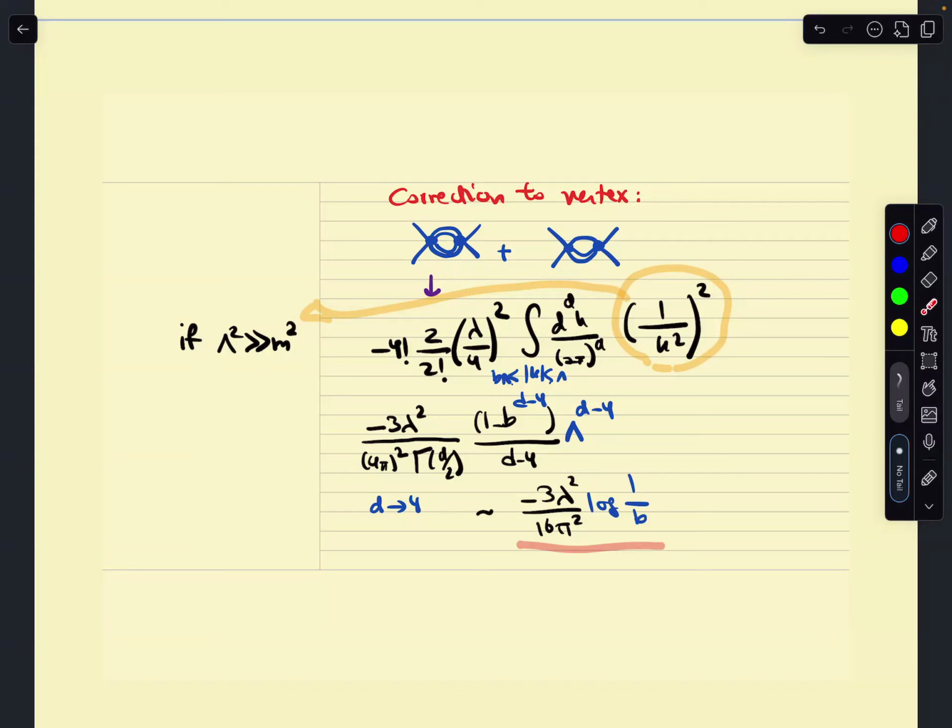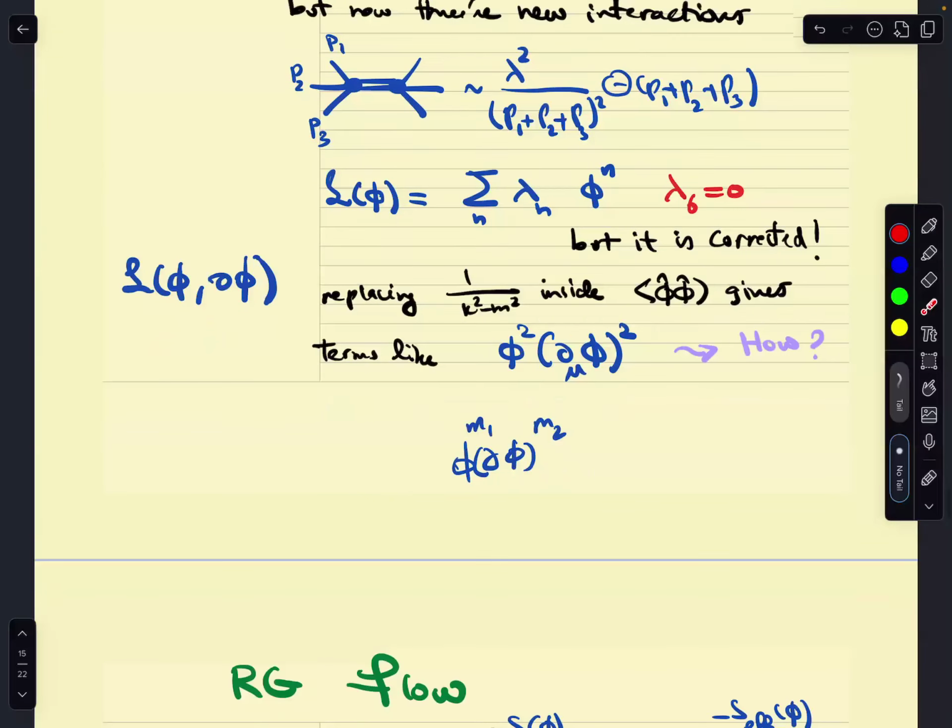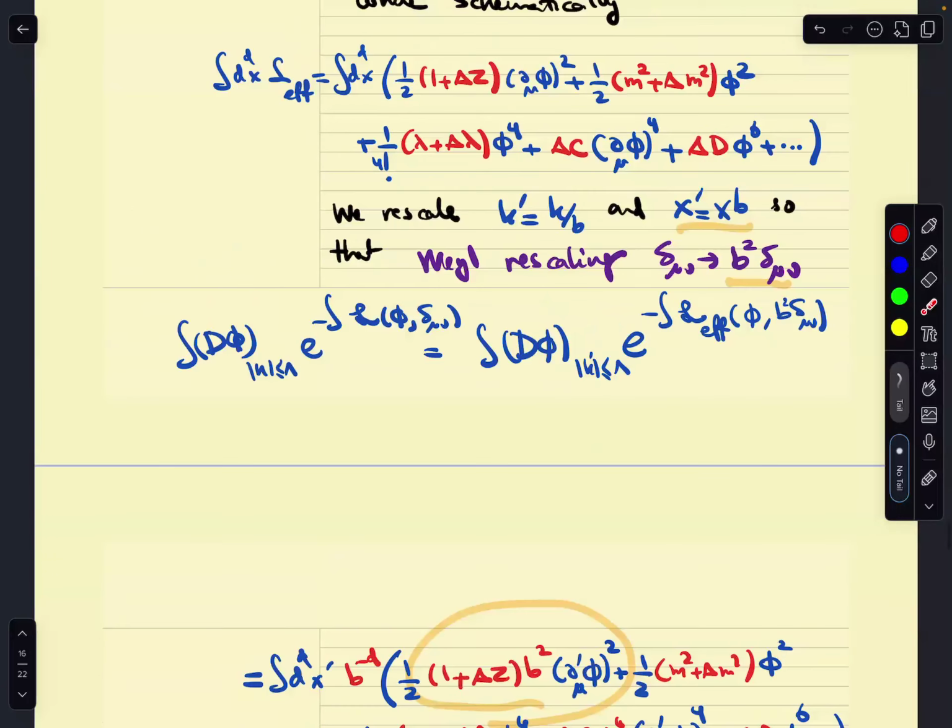But I just want to point out that lambda phi 4 is a fine-tuned theory, because there's no basis for choosing the coefficients of higher order terms to be 0. They're generically non-zero because they're generated, right, as we saw.